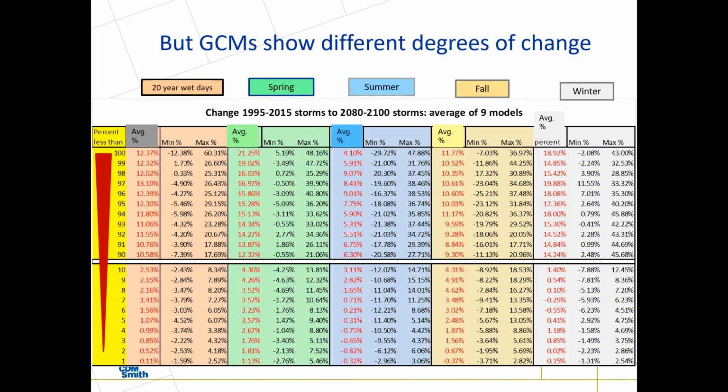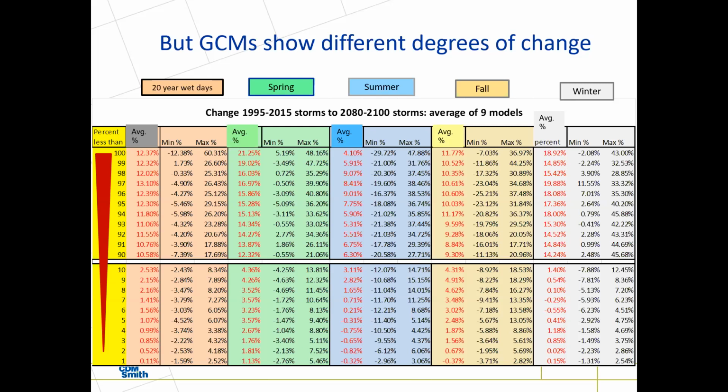But I also have in the various colors here the various seasons, and you can see again that there is a change as well. All of them show the same pattern. Larger storms are predicted to increase more than smaller storms. But by season, those percentages can vary quite a bit. So you can see on average in spring, a 21% increase for the largest storms, and only about a 4% increase in summer.